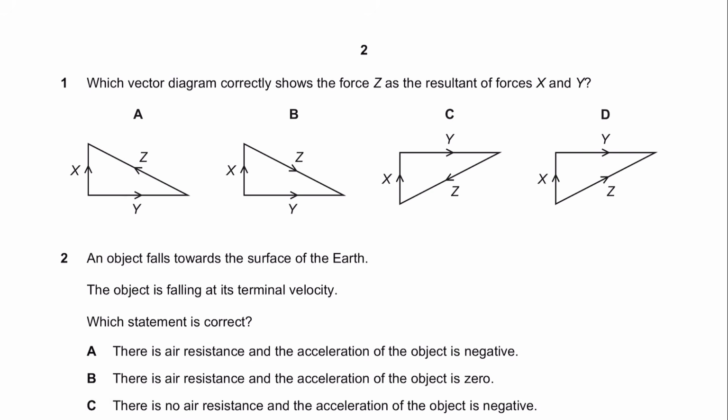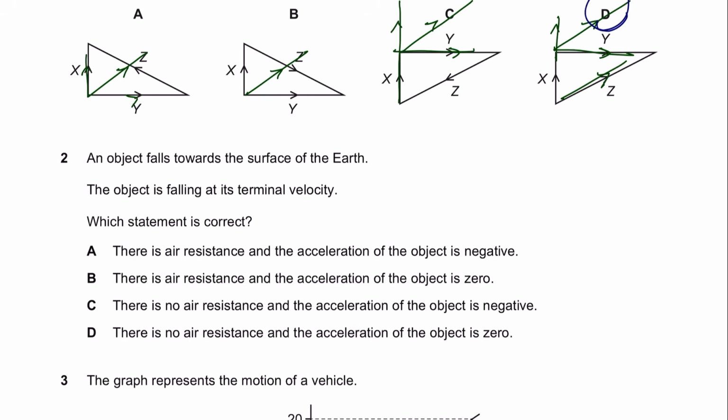Question 1. Which vector diagram correctly shows the force Z as the resultant of forces X and Y? X and Y is like this, so this would be your resultant force. Same goes as this. If you have forces this and like this, then this would be the resultant force. So for X and Y behaving like this would be the resultant force. So the answer is D.